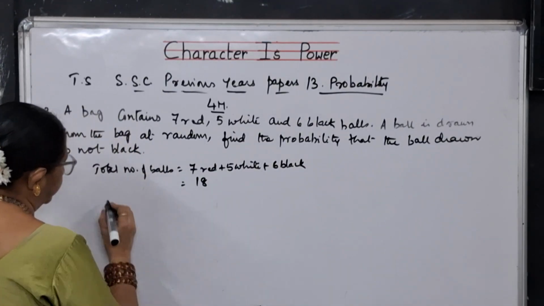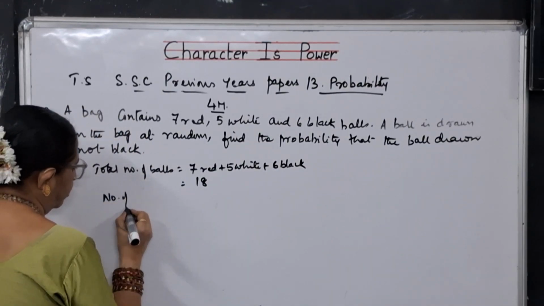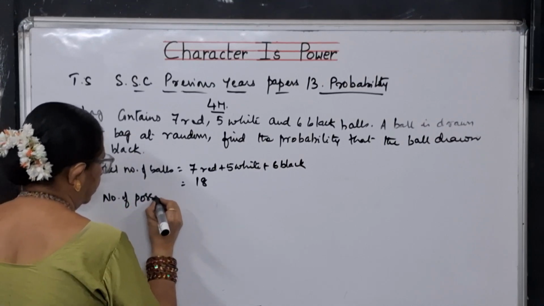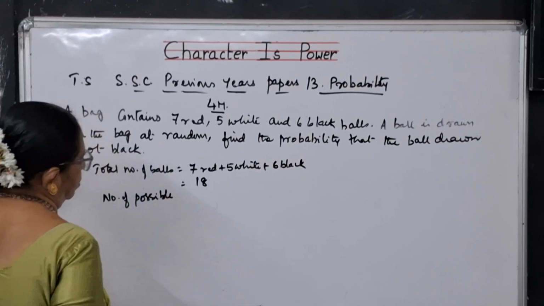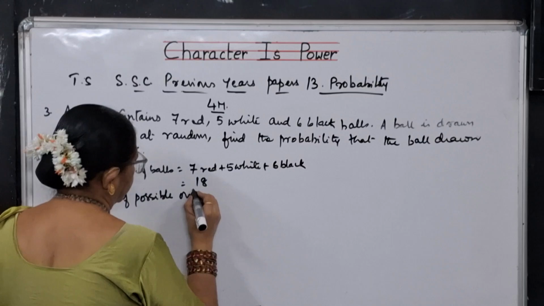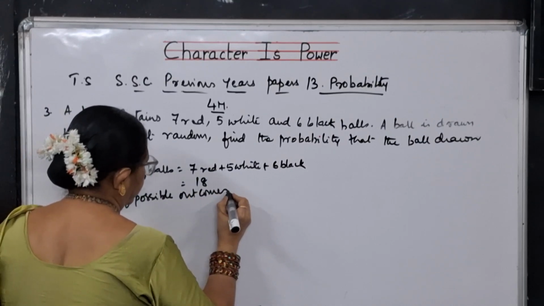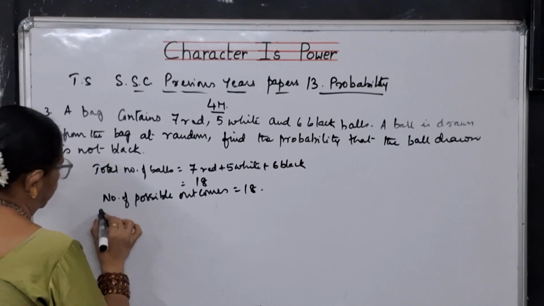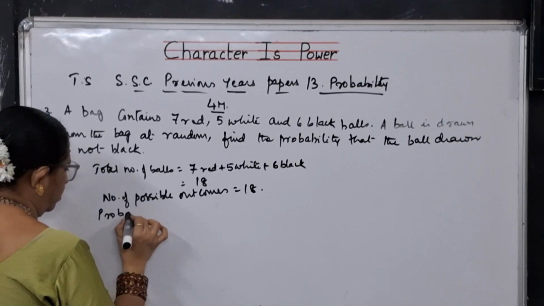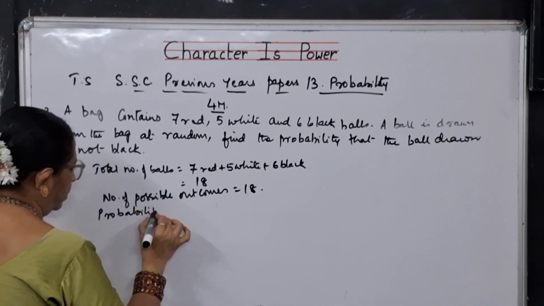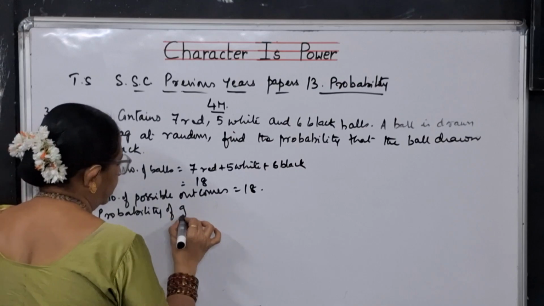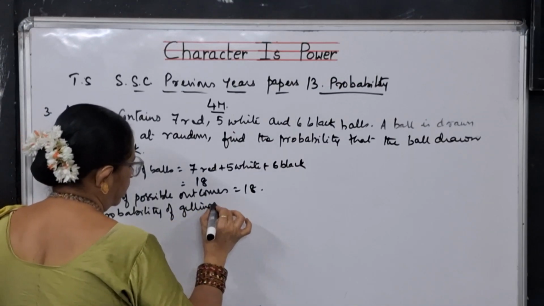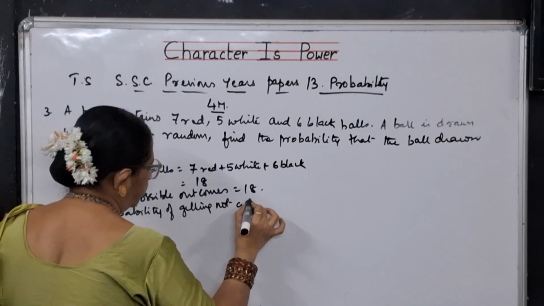Okay. Now this means number of possible outcomes is equal to 18. Now we need to find the probability of getting not a black ball.